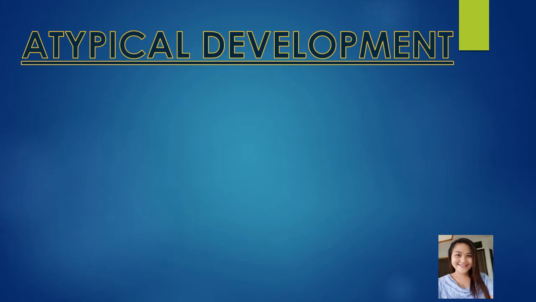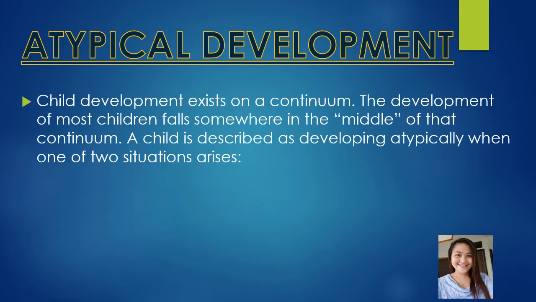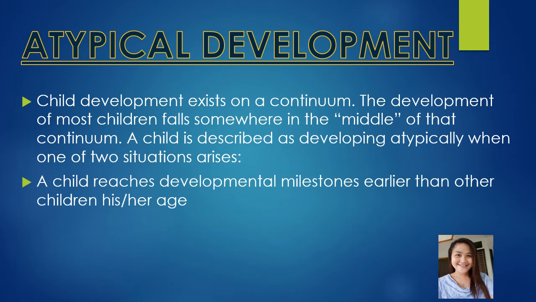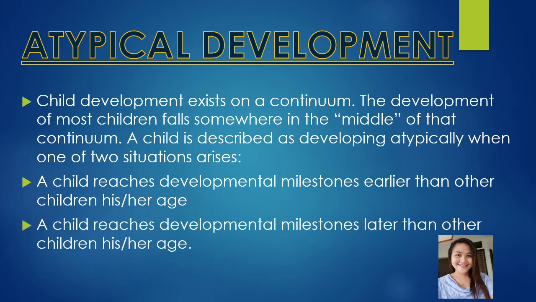Now, going back to atypical language development. Child development exists on a continuum. The development of most children falls somewhere in the middle of that continuum. A child is described as developing atypically when one of two situations arises. First, a child reaches developmental milestones earlier than other children his or her age. And the other situation is a child reaches developmental milestones later than other children his or her age.